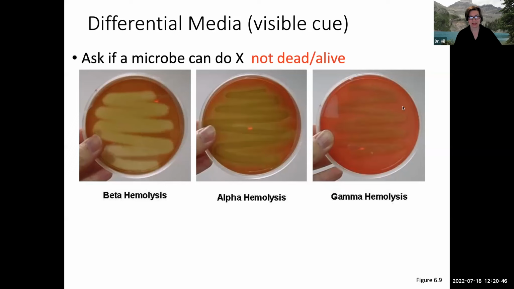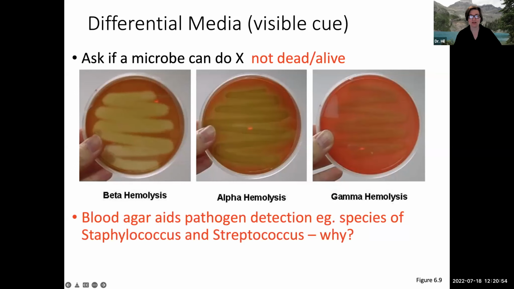Again, this is a differential assay. It's not a dead or alive test. All three species are alive. It's just, what does it look like? This is a useful test sometimes to help us detect pathogens. Some pathogens explode red blood cells and get energy that way.